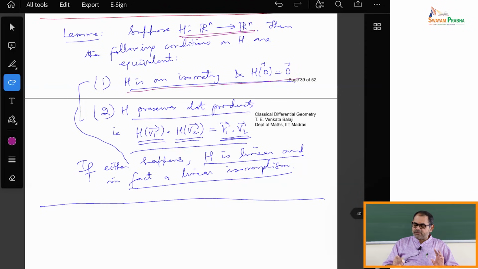So here is the situation. I start with H from Rn to Rn. There are two equivalent conditions. One is that H is an isometry and H takes the origin to itself, that is, the origin is a fixed point for H. The second is that H preserves dot products, where the dot product is the standard dot product, as you would, for example, define it in 3 dimensions. The same kind of dot product can be defined in n dimensions also.